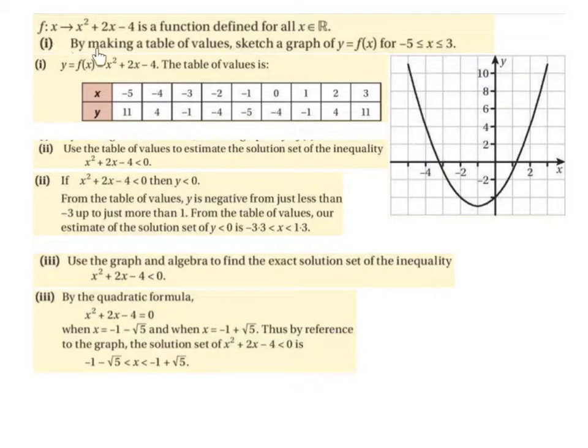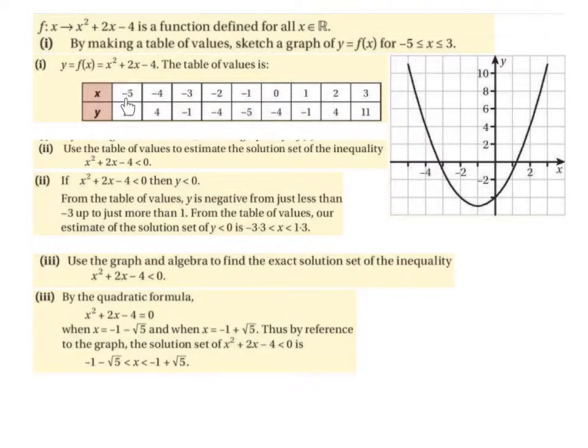So part 1, by making a table of values, sketch a graph of y equals f of x for x values greater or equal to minus 5 but less than or equal to 3. So our x values are going to be minus 5 up as far as 3, and we can either substitute these x values into our equation to get the corresponding y values individually, or we can use our f of x function on the calculator. Either way, we get these corresponding y values and we plot them on our x and y axis.